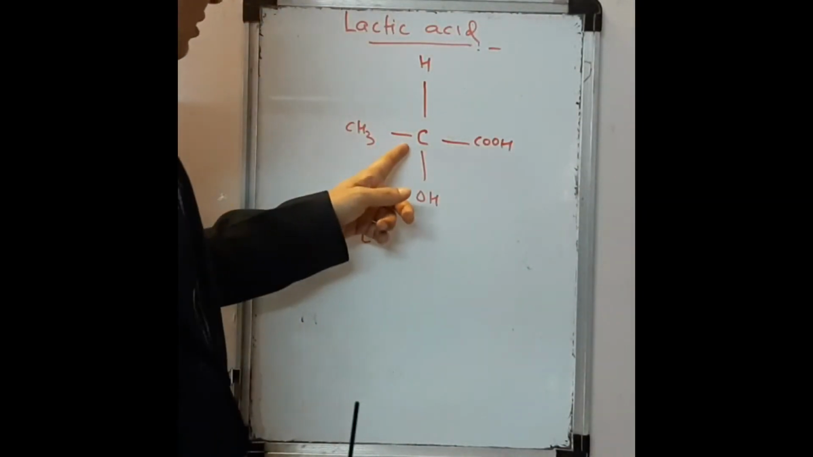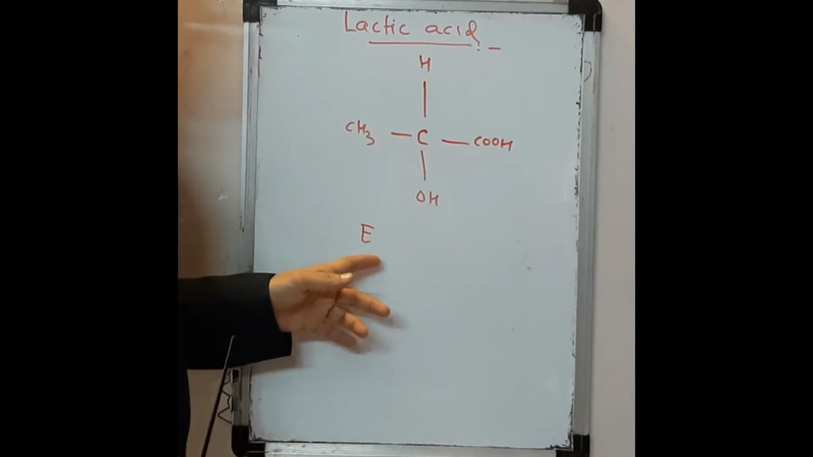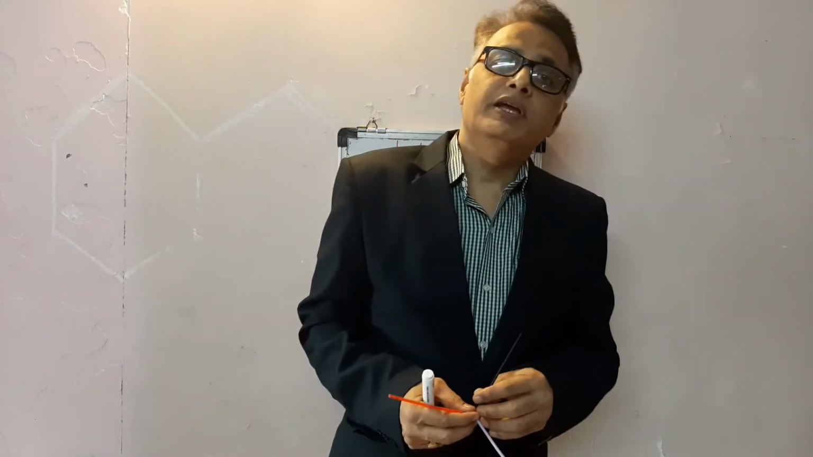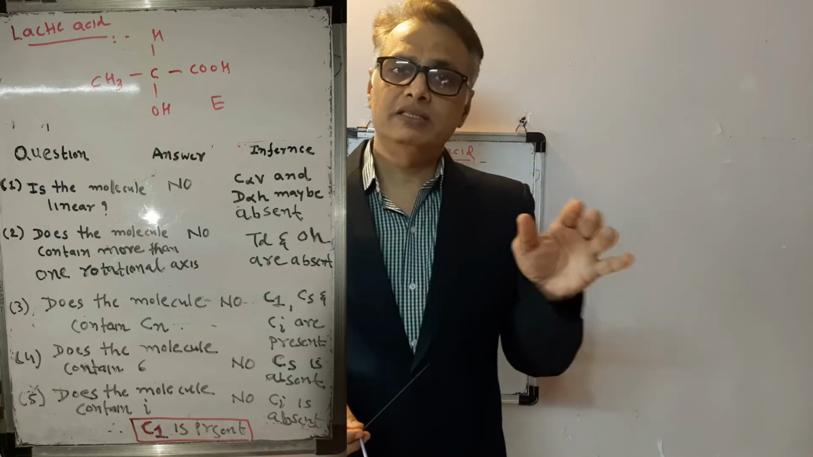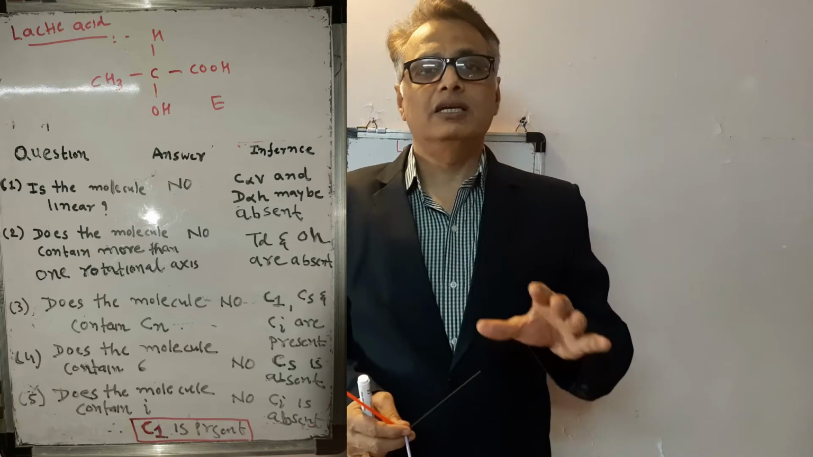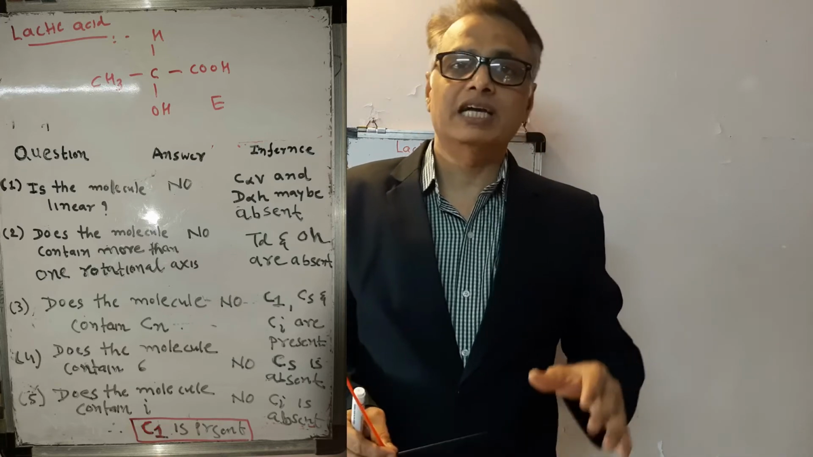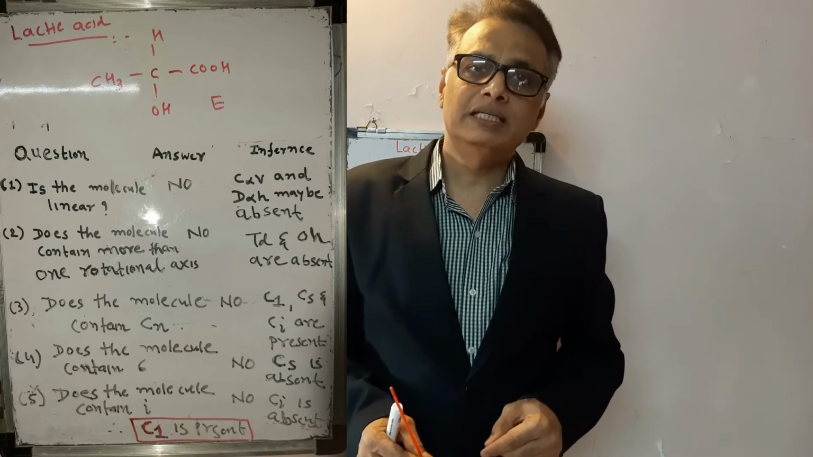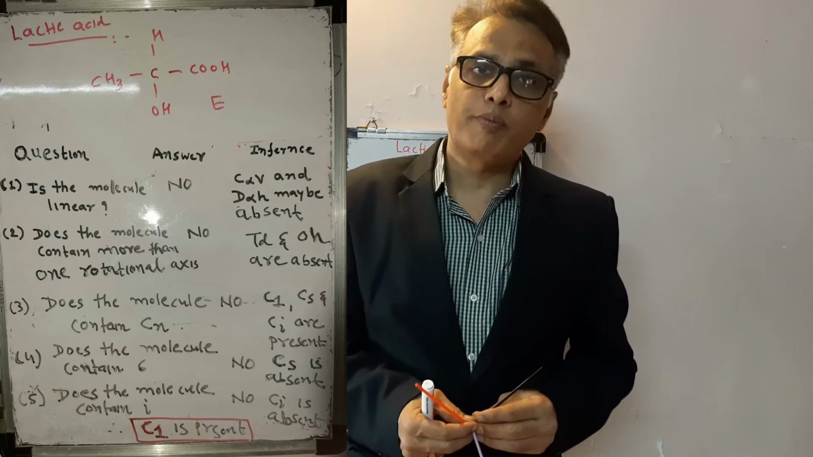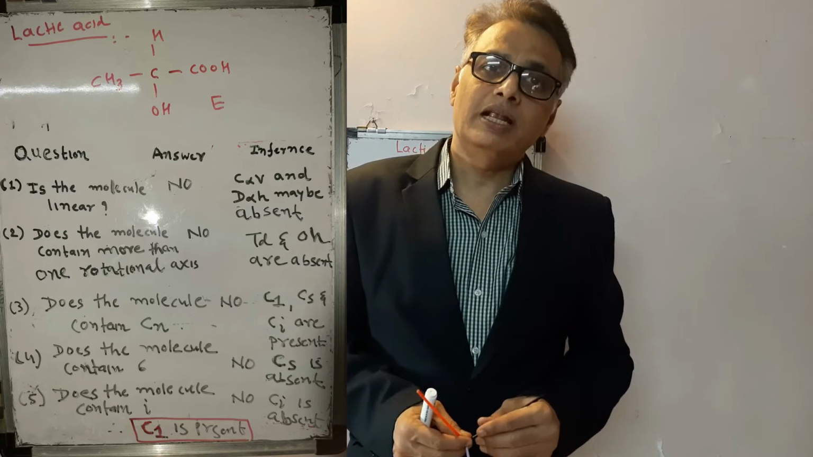Here, this is lactic acid, and it contains only identity element E, and therefore we can find out the point group as per this flow chart, where we have to make 3 columns: question, answer, inference. Is the molecule linear? Answer is no. That means C infinity V and D infinity H are absent. Does the molecule contain more than one rotational axis? Answer is no, because it doesn't contain a proper or improper rotational axis. So we can say that tetrahedral and octahedral are absent.